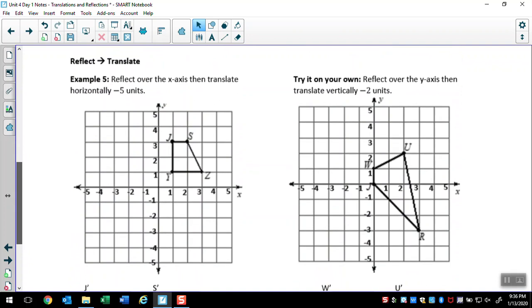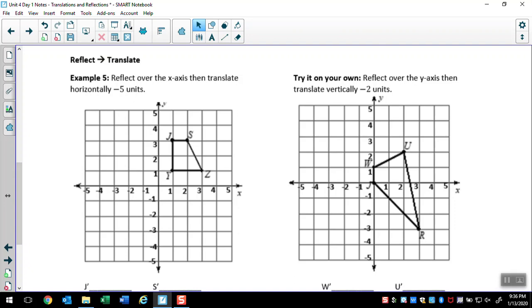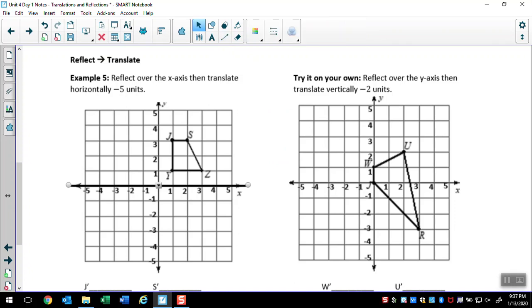All right, last one that we're going to do together, and then you'll have one more try on your own. All right, this time they want us to reflect, then translate. So first we're going to reflect over the y-axis. Then I'm going to translate it horizontally -5 units. -5 means I'm going to take it to the left.